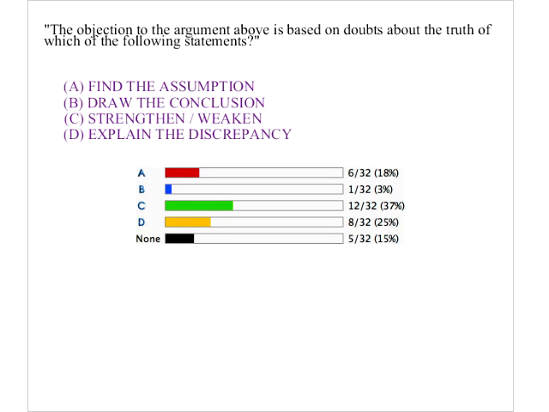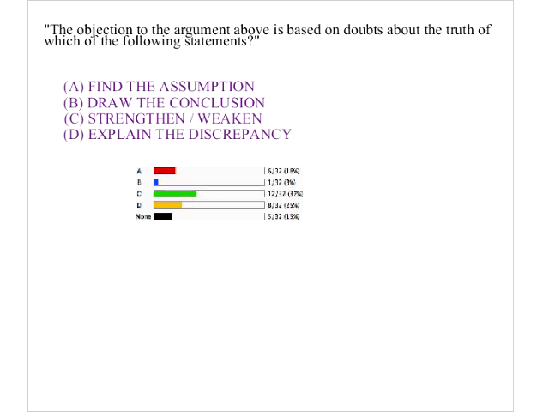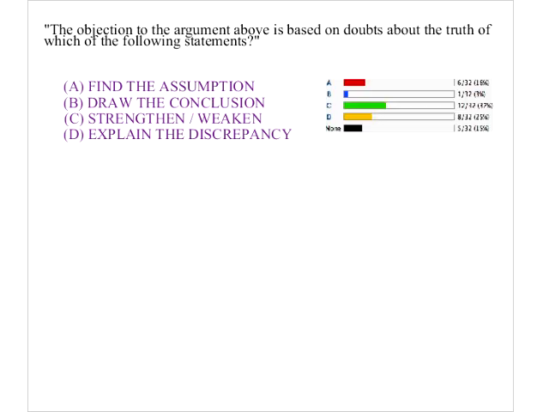This is actually another find the assumption question. So let's talk about why. This one's probably the most obnoxious prompt that I've seen. So if you missed this one, I wouldn't feel too horrible about it. But this is A. This is another find the assumption question. Let's talk about why.